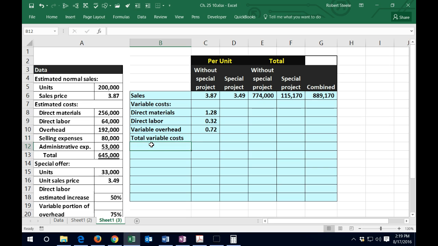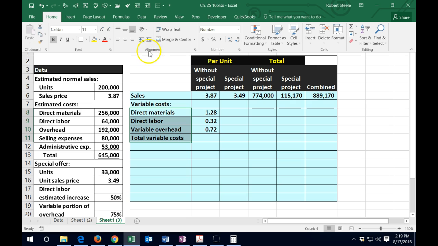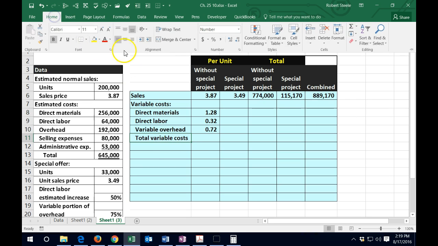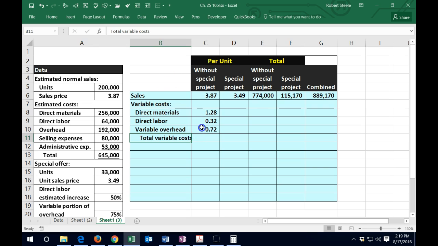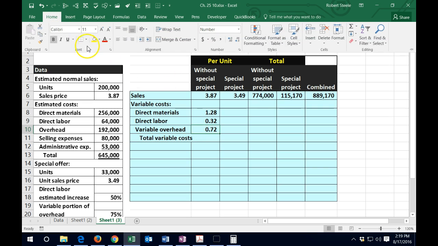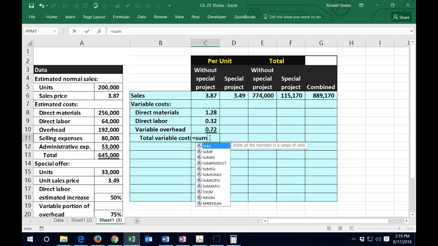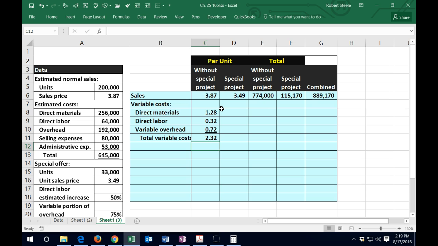All right, and then I'm going to clean this up a bit. I'm going to indent this. I'm going to highlight this, go to the Home tab, and alignment, indent one time. I'm going to indent this one, Home tab, alignment, indent again. I'm going to underline this one, Home tab, font, underline, and then we'll sum up these variable costs. Equals the sum of the 128, the 32, the 72, giving us the 232.